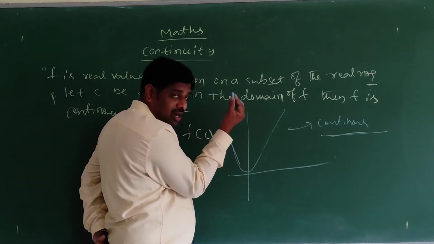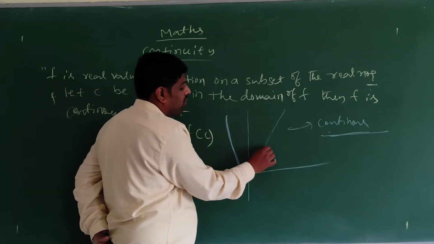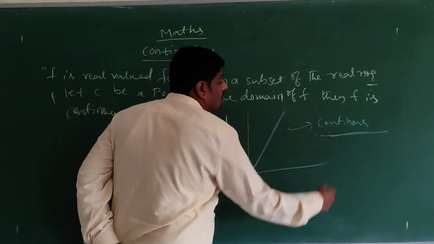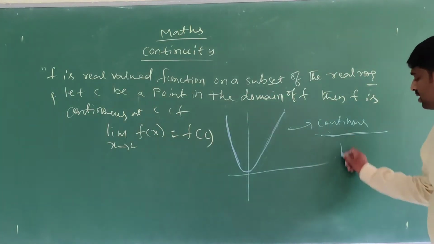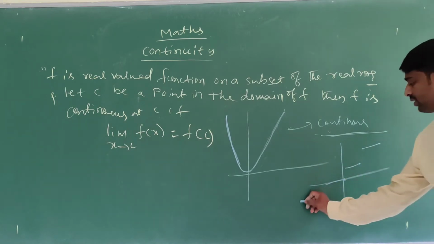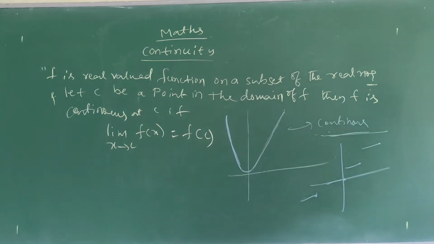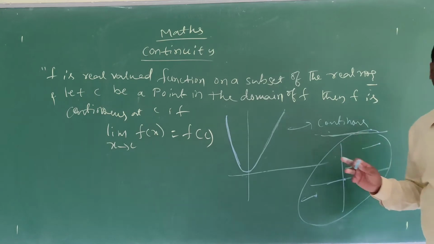Now I am using a chart piece. Without lifting the chart piece, that is called continuous. Discontinuous means, this is the greatest integer function graph. This is called discontinuous. So there are two types of functions.